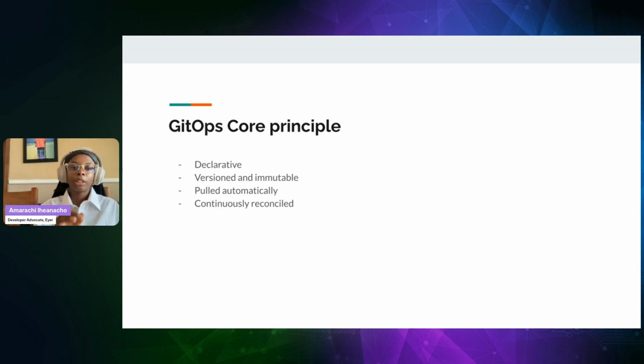Which brings me to our third principle: it's pulled automatically. Once you've defined your environment in your Git repository, you don't need to start manually applying those changes to your live environment. That's not necessarily your job, and it's not even advised to do that.